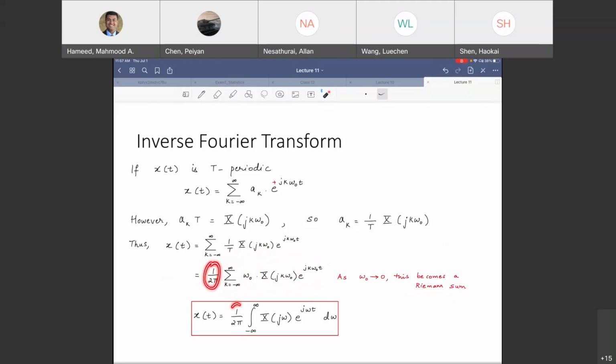You get 1 over 2 pi over here. Integration becomes from negative infinity to infinity. This becomes X of j omega, a continuous function. This becomes a continuous function as well, e to the plus j omega t d omega. So if you want to go from frequency to time, put the frequency domain information there, multiply by e to the j omega t, integrate out omega, and you will be left with a function of t. You'll also have to take care of the 1 over 2 pi. So that would be a formula to compute the inverse Fourier transform.